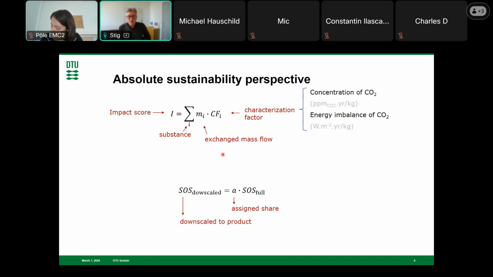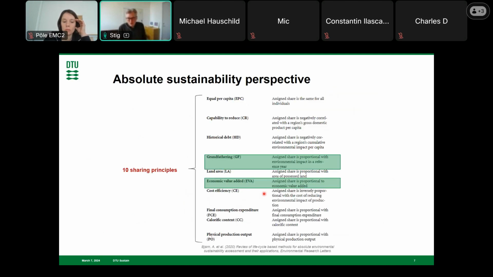So how do we actually downscale the safe operating space? We downscale the safe operating space to a product by giving it the assigned share, as Michael just said, and multiplying that by the full safe operating space. To be more precise, I'll come to the next slide and present exactly how we did that. But just briefly, Michael just showed all the different sharing principles we have for how we share the safe operating space.